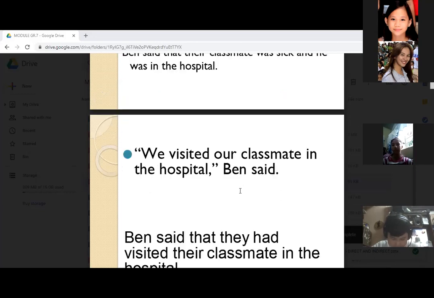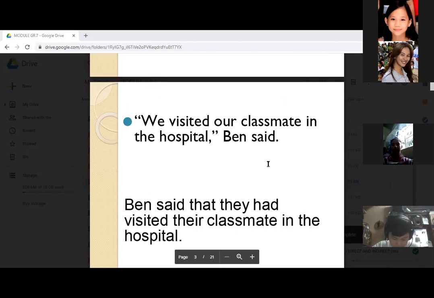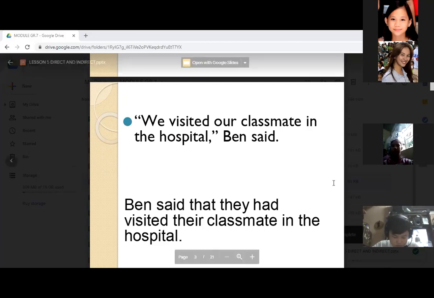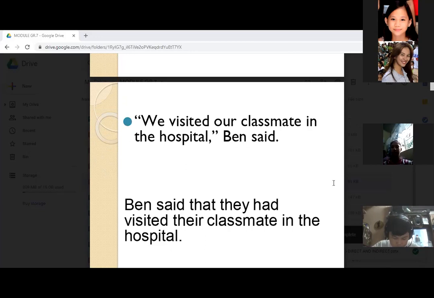Now, in this example also, the first one is the example of direct speech, while the second one is the example of indirect. Why? Because in the first dialogue, we can see quotation mark. And what's the exact line? We visited our classmate in the hospital, Ben said. That's the exact line that the speaker said. While the second example is the reported speech for what Ben said, and that is: Ben said that they had visited their classmate in the hospital.